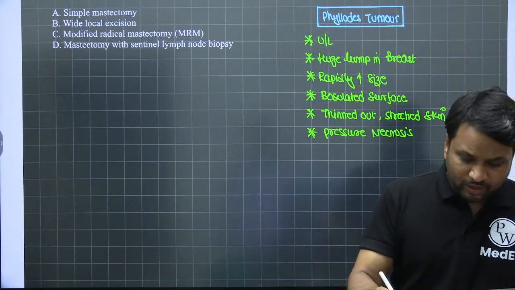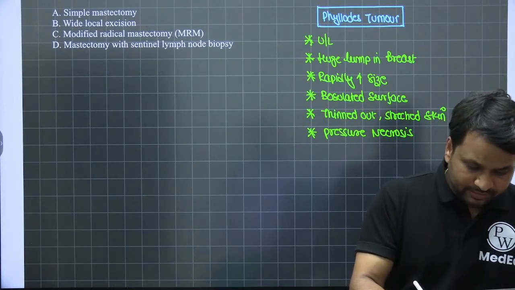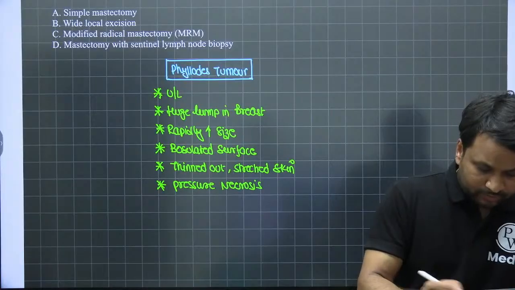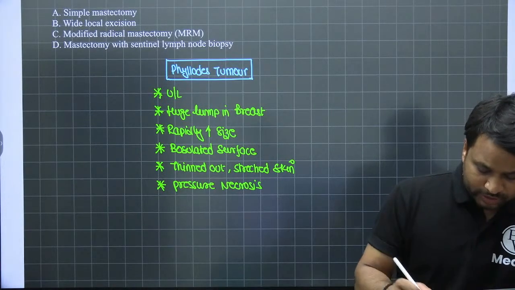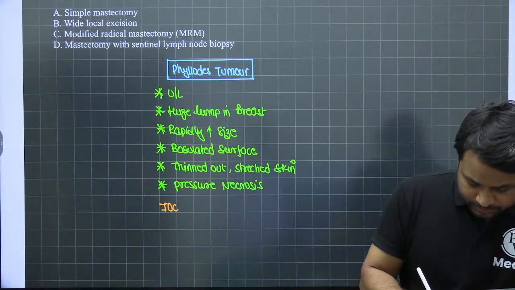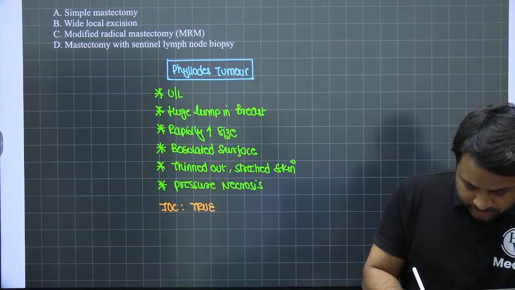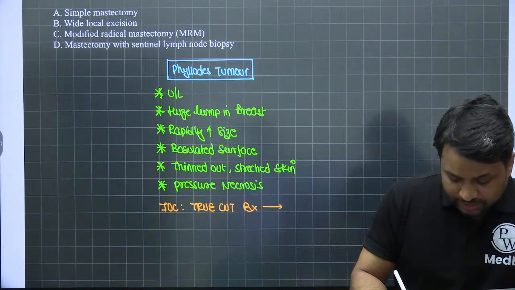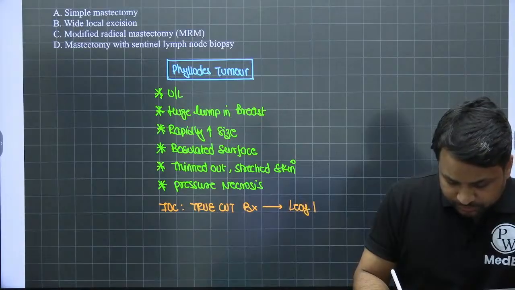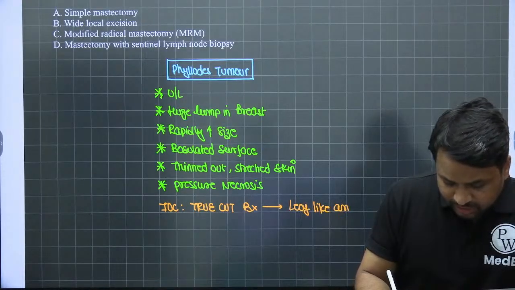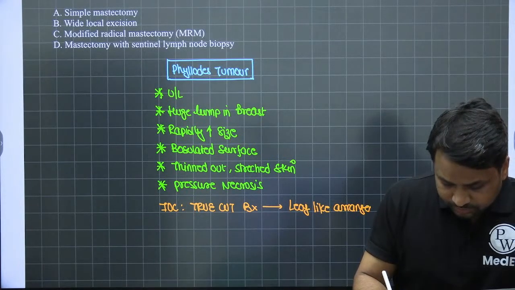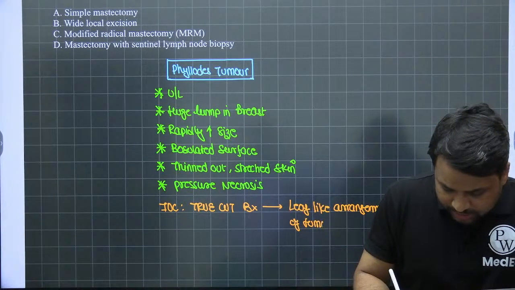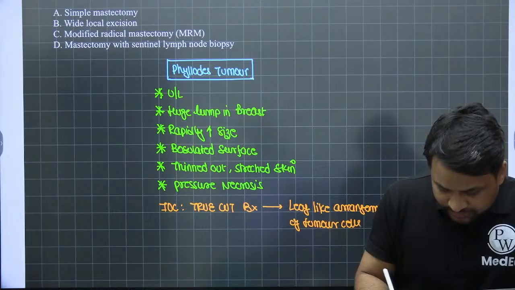Now, when you generally deal with phylloides tumor, the investigation of choice is going to be a true cut biopsy. And in true cut biopsy, you will see presence of leaf-like arrangement of tumor cells. Hence the name, it is called phylloides tumor.